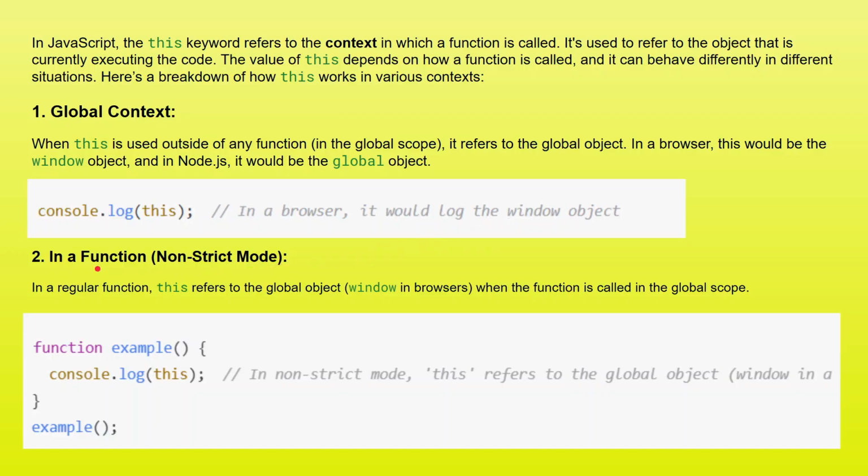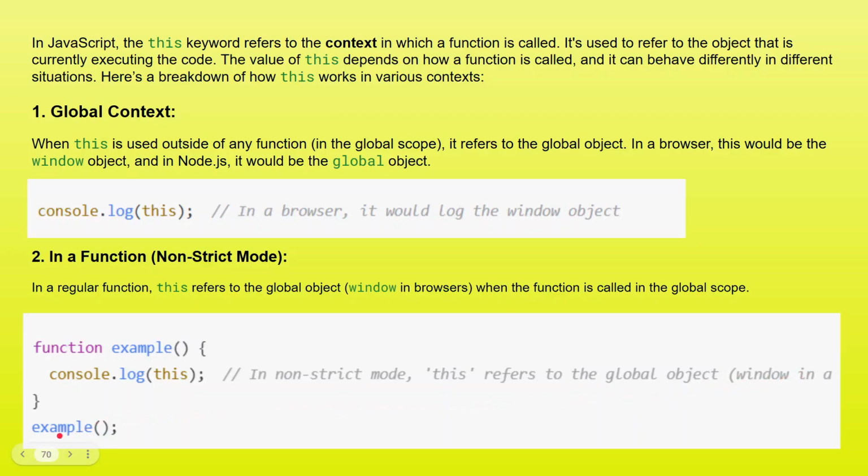In a function, in non-strict mode, in a regular function, this refers to the global object, window in a browser, when the function is called in the global scope. See, inside this example function, we have called this. In non-strict mode, this refers to the global object, the window object.